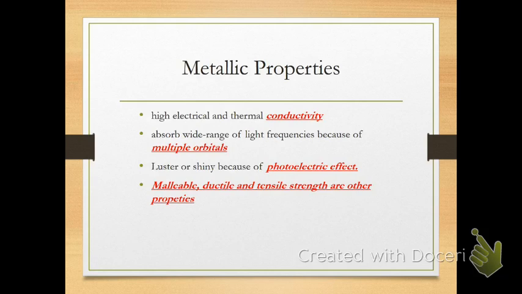They have multiple orbitals. Many of them are in the D block, and they have other orbitals available to them. They are luster or shiny, which is because of the photoelectric effect. And then those classic metallic properties that I don't think at this point in your life I need to define: malleable, ductile, all that stuff. You already know that, right? Anybody not know what malleable is at this point in your life? Good. If you can't remember, come ask me later.